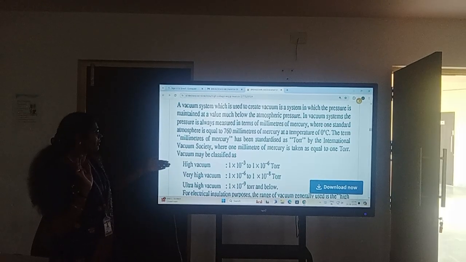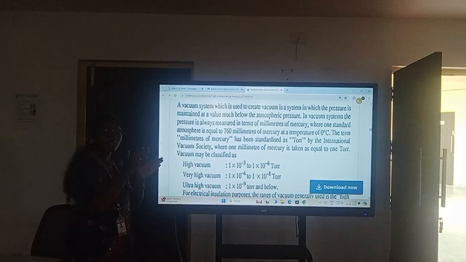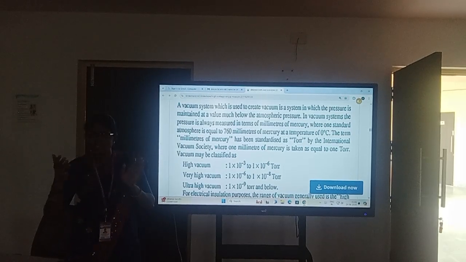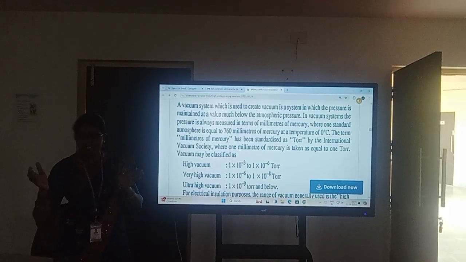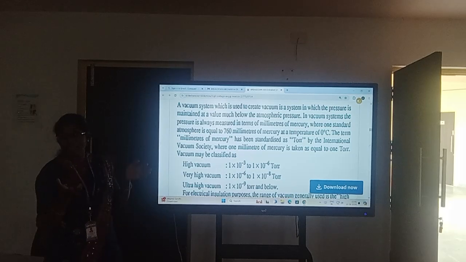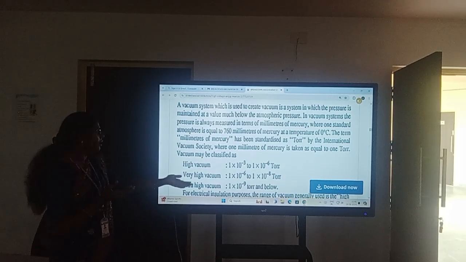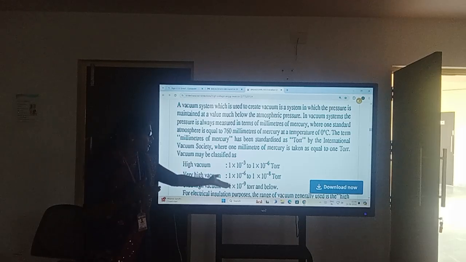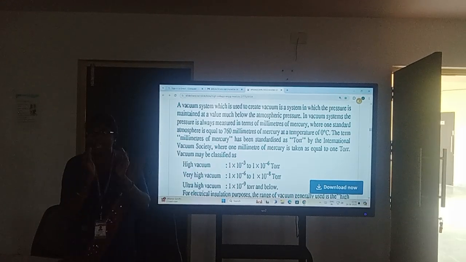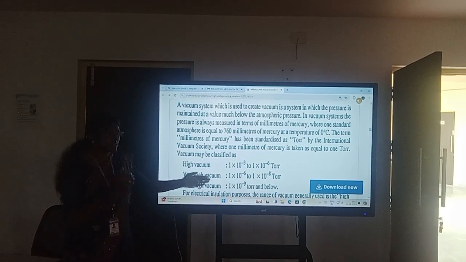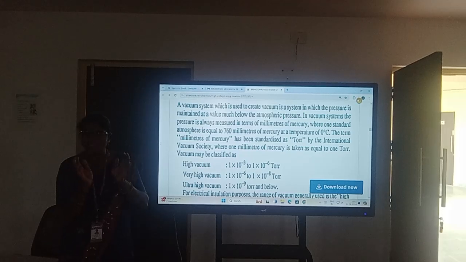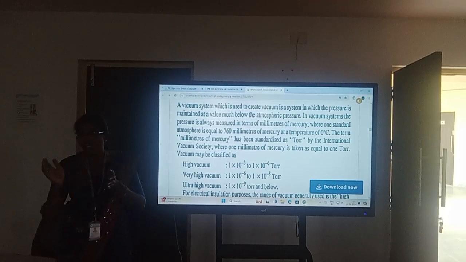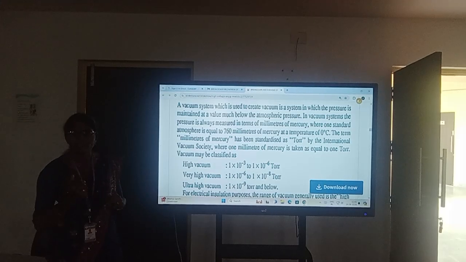Very high vacuum condition means from 10 to the power minus 6 to 10 to the power minus 8 torr. Then the third, ultra high vacuum stage, is denoted from 10 to the power minus 9 and below, that is, between the range of 10 to the power minus 8 to 10 to the power minus 9. These ranges are said to be ultra high vacuum stages.